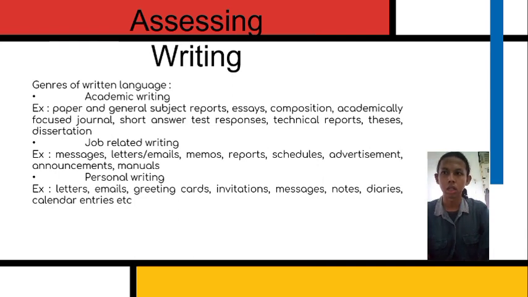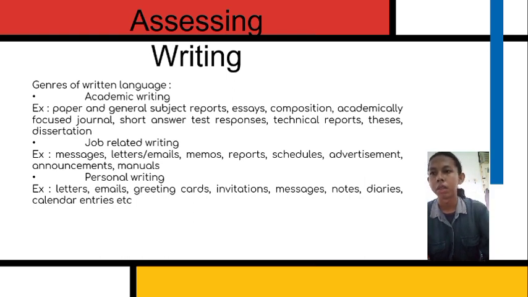And the next material is assessing writing. Nah, di assessing writing ini juga terdapat genres atau types atau tipe dari written language. The first is academic writing, number 2 is job related writing, and number 3 is personal writing. Nah, dari ketiga genre of written language tersebut juga ada beberapa contoh. Yang pertama adalah academic writing. Contohnya adalah paper and general subject reports, essay, composition, academically focused journal, short answer test response, technical reports, thesis, and dissertation.